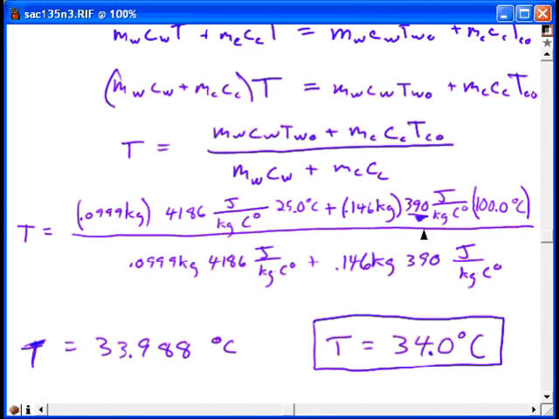I looked up some values in other sources for the specific heat of copper, and there was some variation corresponding to uncertainty in that last digit. So this is indeed the least significant digit, so we do have 3 sig figs in that value, so the answer should be quoted to 3 sig figs. And so our final answer for SAC 135 problem number 3 is 34.0 degrees Celsius.